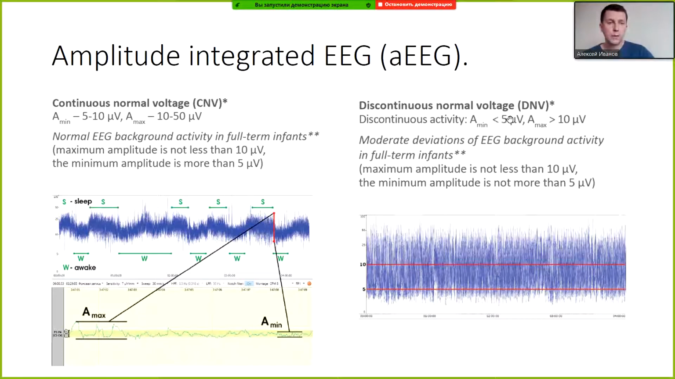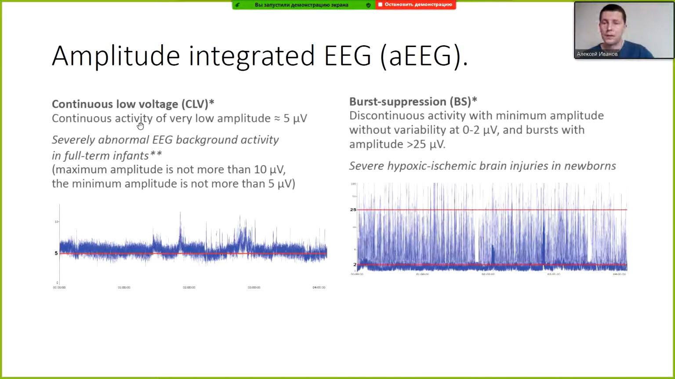Discontinuous normal voltage pattern, where the minimum amplitude is lower than 5 microvolts and the maximum amplitude is higher than 10 microvolts. Continuous low voltage pattern. You can see that the minimum and maximum amplitude in this case is located in the area of 5 microvolts. Burst-suppression pattern, where we can also see dominating low amplitude on the whole record, but sometimes we can see high amplitude bursts.